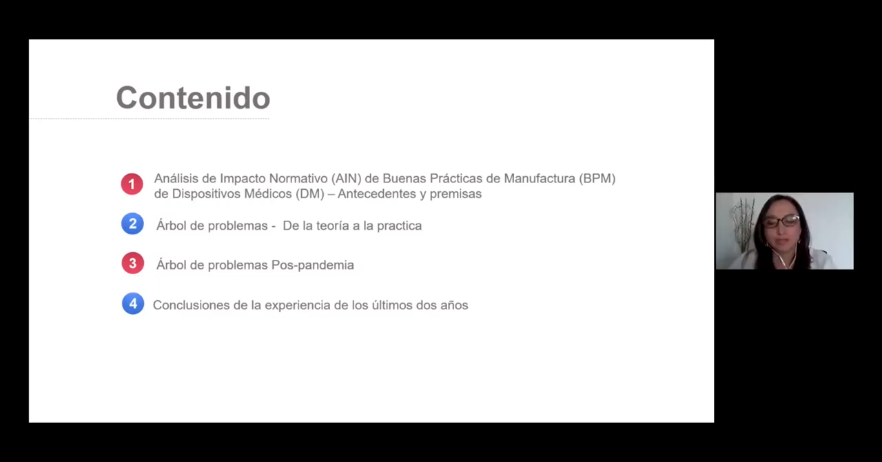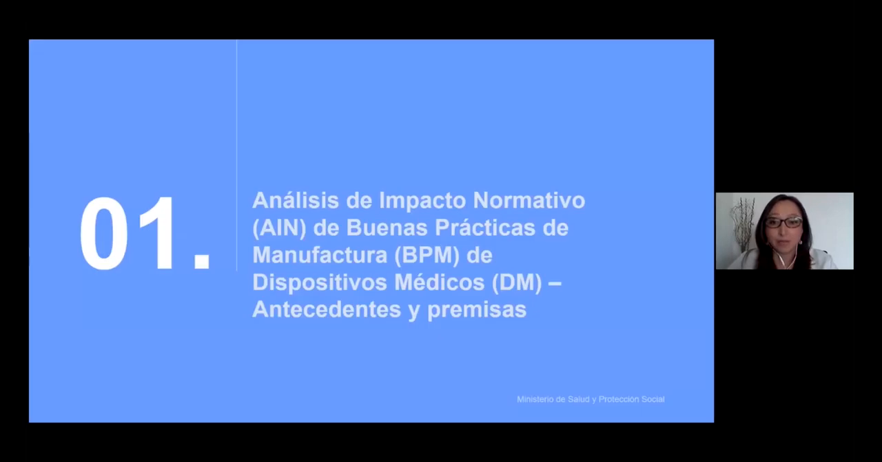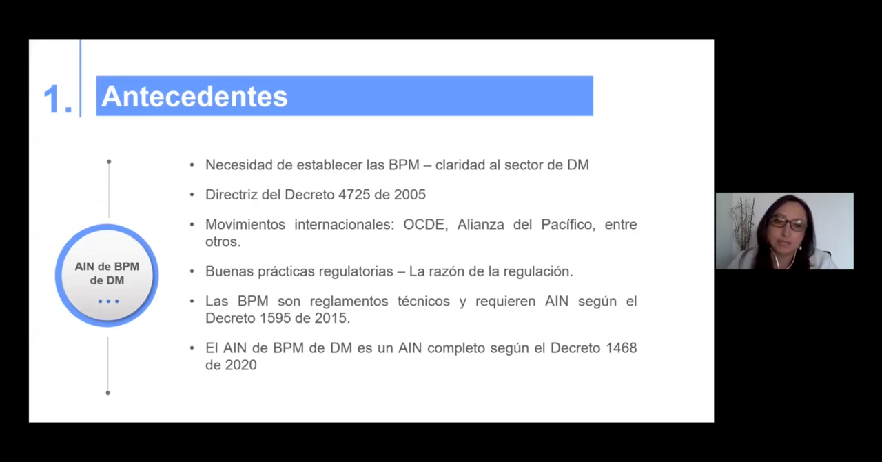Let's start with the content that we have. And Oscar mentioned the analysis of regulatory impact for good manufacturing practice of medical devices. We'll have here then some antecedents and the assumptions. So the antecedents of these good manufacturing practices are focused on making it clear for the medical device sector about what the requirements they should meet, as well as the IVD reagents.